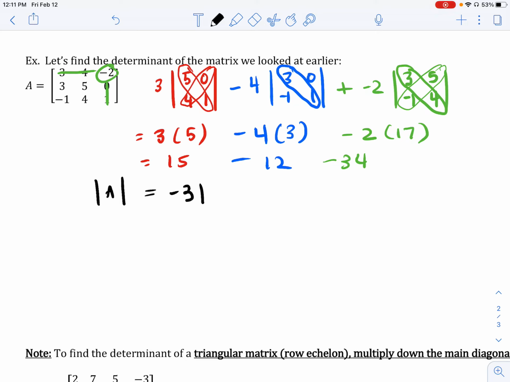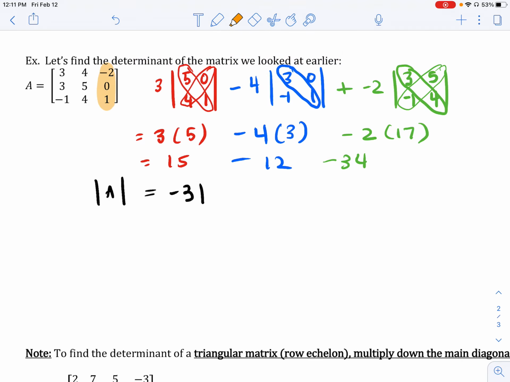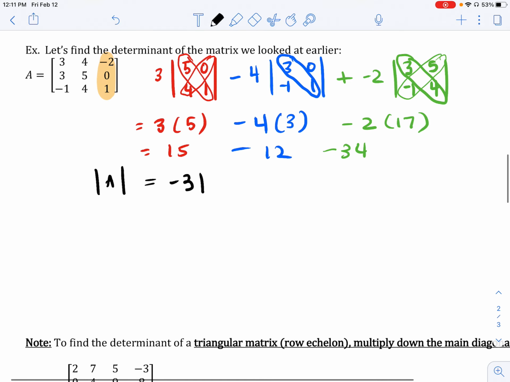I said earlier that you can choose a row or column with the most zeros to speed this up a little bit. So for example, had I done this maybe using the third column, let me model how we might do this using a column that has zeros in there. So really quickly, so first off, if I want to use the third column here, I'm going to do this a little bit more quickly. Let me write this by the third column.